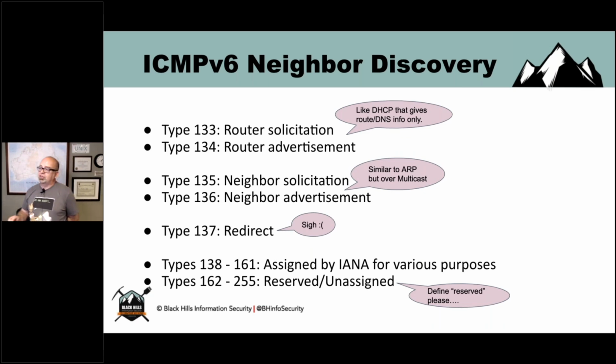First of all, there's router solicitation and advertisement. This is types 133 and 134. And I put in a little bubble there. It's like DHCP, only that it gives you potentially route and DNS info. You can even give it the DNS server through ICMP 134, for example, advertisement.